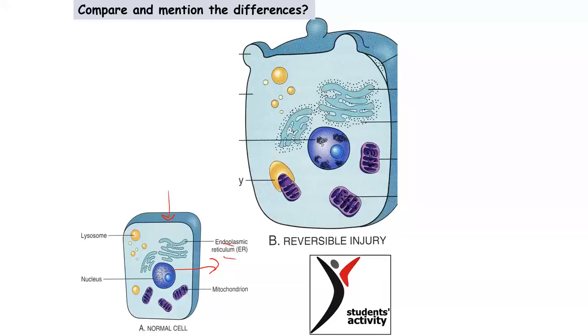If you look at this figure in reversible cell injury, start with the cell membrane. The cell membrane, fine, it's intact, it is not disrupted, but it shows some blebs. So we have blebs here in the cell membrane. Look at the endoplasmic reticulum and compare it with this one. It is just swollen, and you can find dispersed ribosomes. So there is detachment of ribosomes from these dilated endoplasmic reticulum sacs.